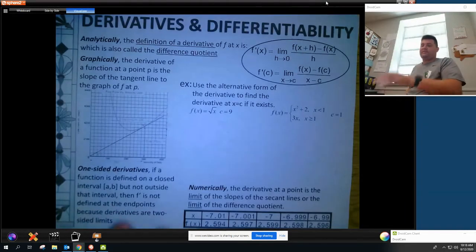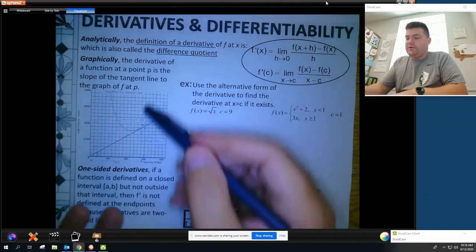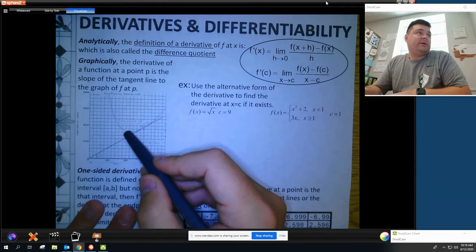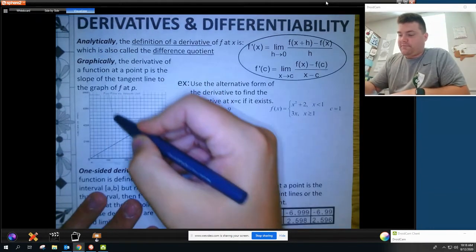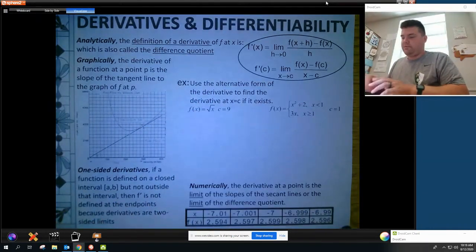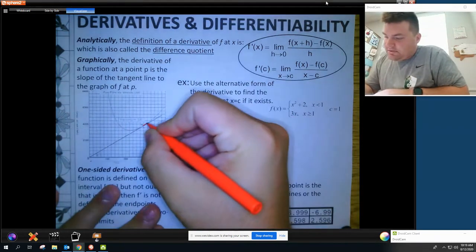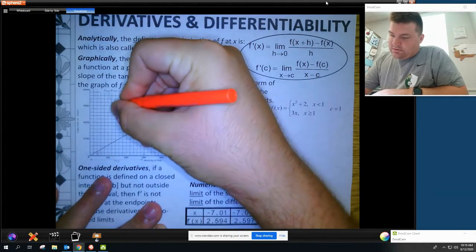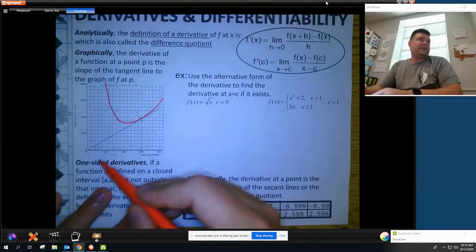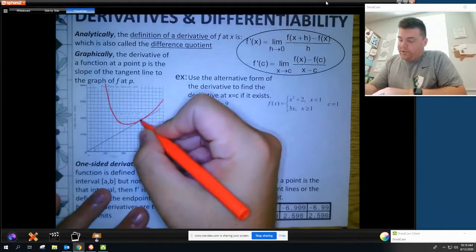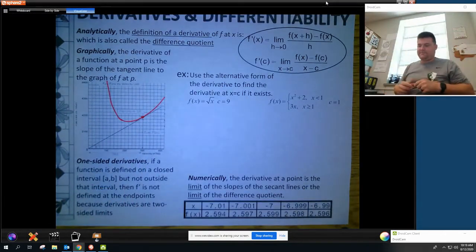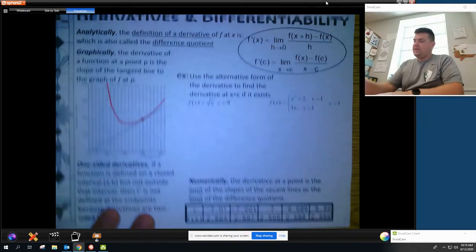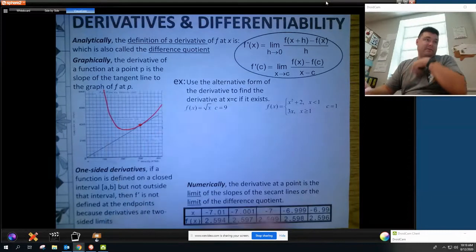Graphically speaking, the derivative of a function at a point P is the slope of the tangent line to P. So that's kind of what this graph is showing right here. I'll color that in red. And then this right here is the tangent line at this certain point of that graph. So just understanding what's going on analytically and graphically.